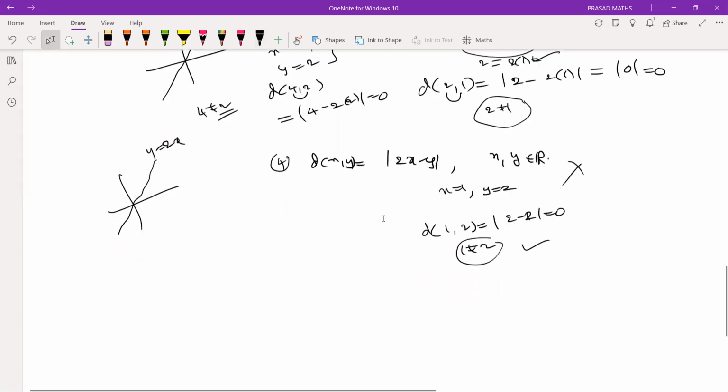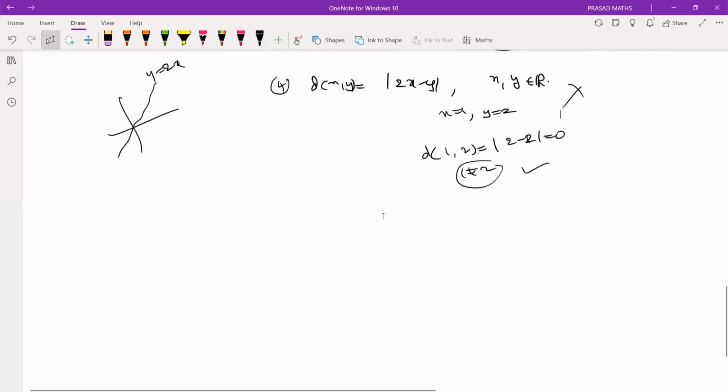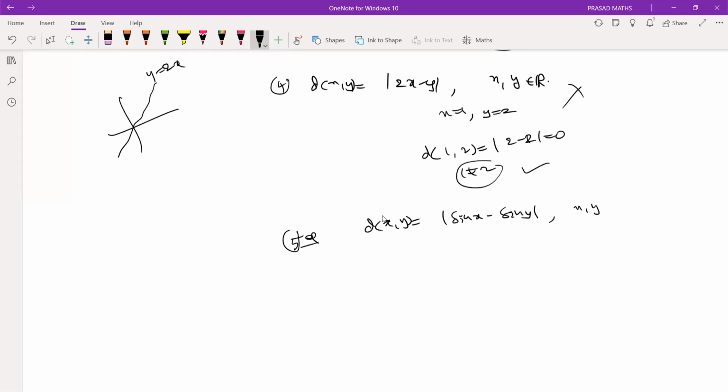Is it clear? Okay, next example. Suppose the distance between x and y is equal to mod of sin x minus sin y, whenever x and y are real numbers. The question is, is it a metric?